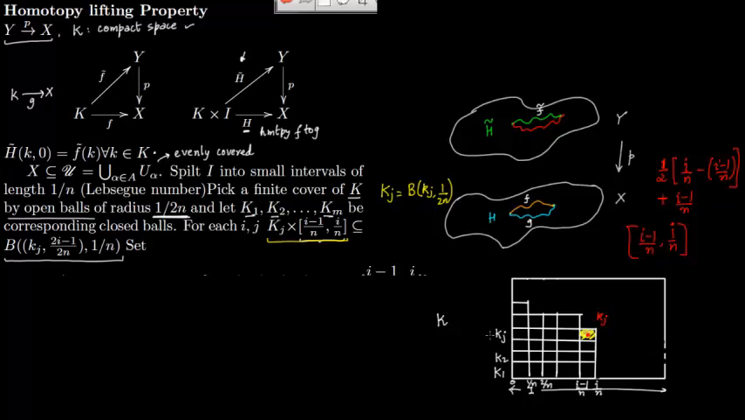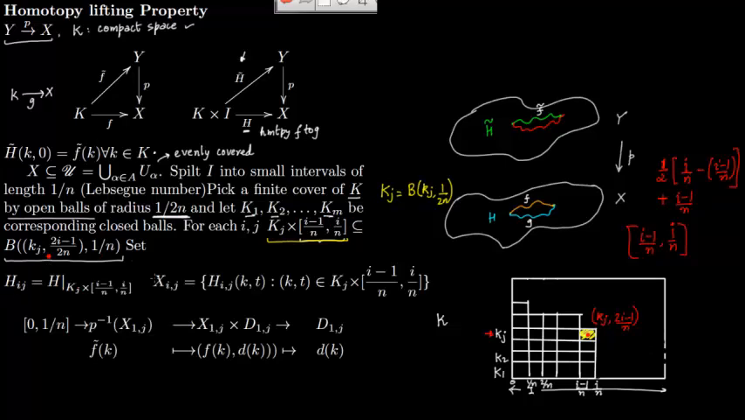So the midpoint here, this Kj corresponds to small kj, and then the midpoint of this interval is 2i minus 1 by 2n. So these are the coordinates of this red point. So the ball around this red point, comma 1 by n, is contained within this ball. So you have obviously two indices here, you have j and you have i. So you have hij. Obviously n you have already chosen, so you don't have to worry about it. So hij is this homotopy h, which is given to us, restricted to Kj times this interval.